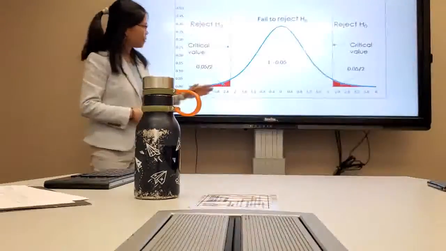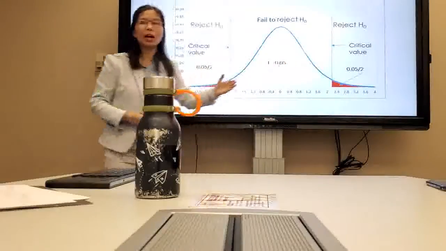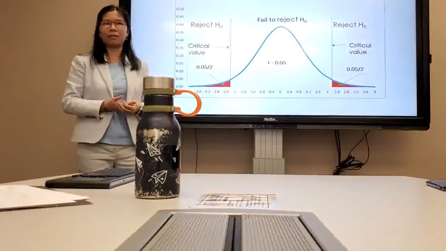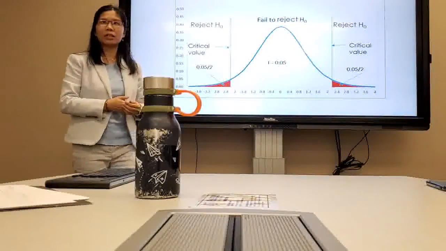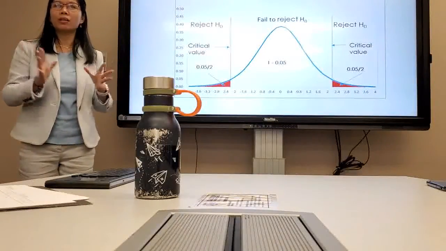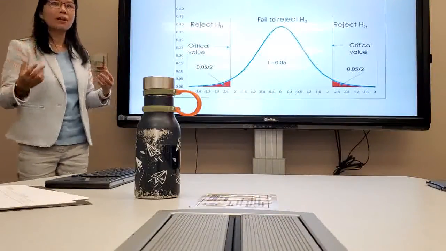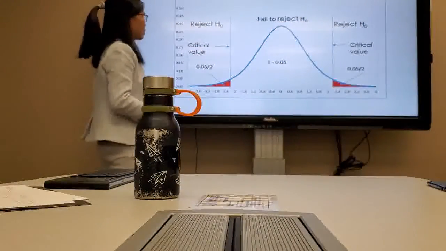If the obtained t-value falls within this white area, the big white area, we are going to fail to reject the null hypothesis. In other words, we do not accept it and fail to reject, and then we conclude there's no evidence of a difference.